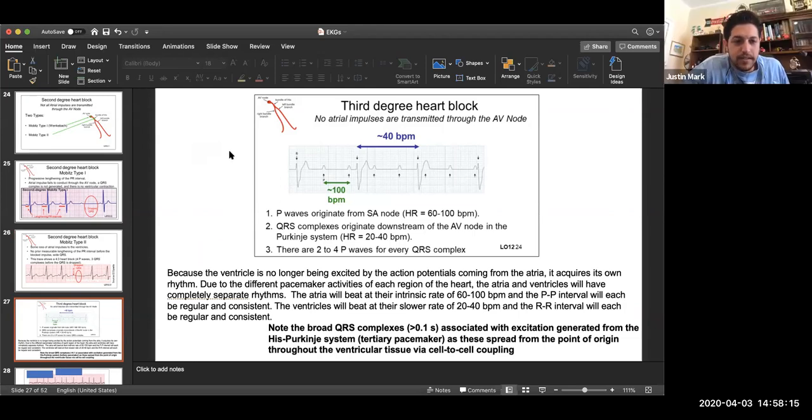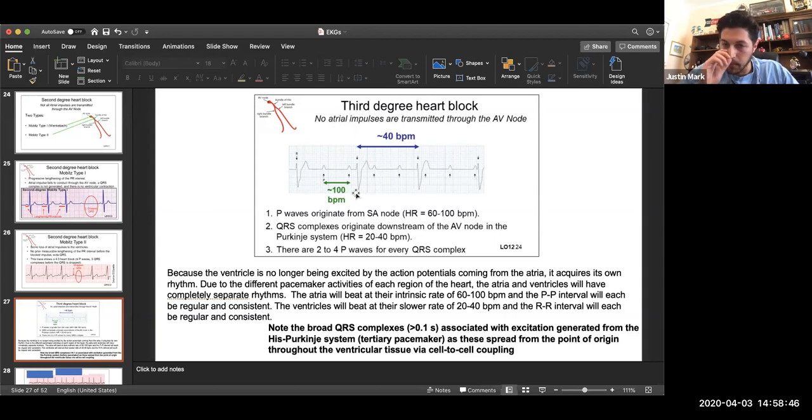All right. So that's the second degree. The third degree, in my opinion, is the hardest to recognize, especially at the beginning. So I'm going to try to do my best here. Basically, in third degree heart block, no impulses at all are traveling through the AV node, okay? One way you could think about this is that the P waves are doing their own thing and the QRS complexes are also doing their own thing.